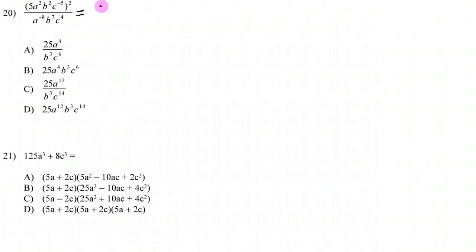So first I have 5 squared. Then I have a squared squared. So remember, an exponent on top of another exponent, we can just multiply them. So I have a to the 4th. Same thing here, b squared to the second power is then also b to the 4th. And then I have c to the negative 5 raised to the second power, so I can just multiply those and I get c to the negative 10. On the bottom, we'll just keep it the same.